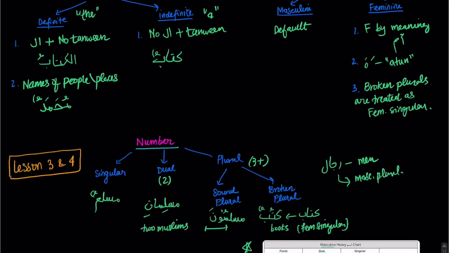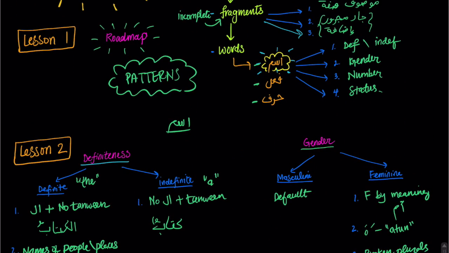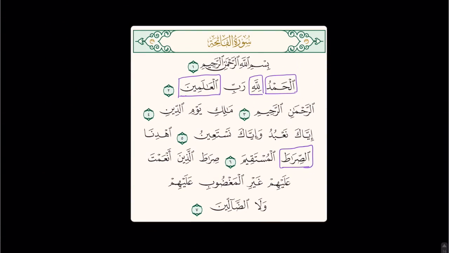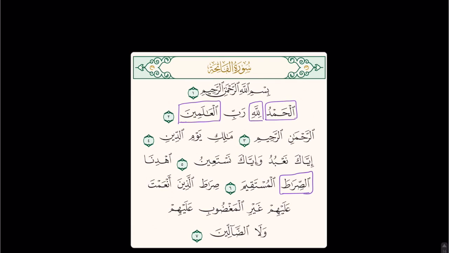Okay, this sums up what we have learned so far. Let's do a couple of examples from the Quran to really solidify what we have learned. So here we have Surah Fatiha. And the first thing you do when you're reading Arabic is you have to understand, is the word that I'm looking at, what type of word is it? Is it an ism? Is it fi'l or harf?